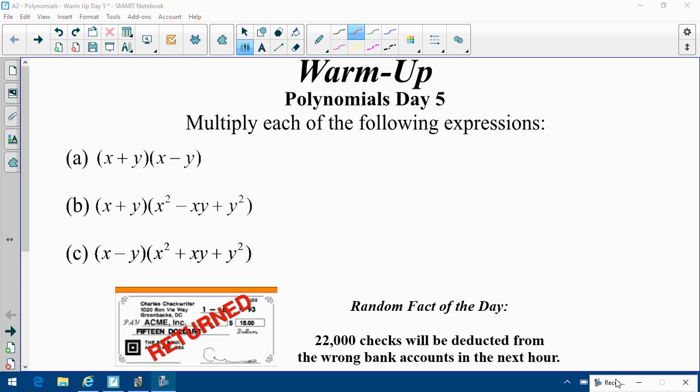I handed out the homework that goes with this lesson yesterday, so you should already have that. But for today's lesson, you're just going to need a blank sheet of paper, maybe your warm-up log if you want to do this warm-up on there like you normally would.